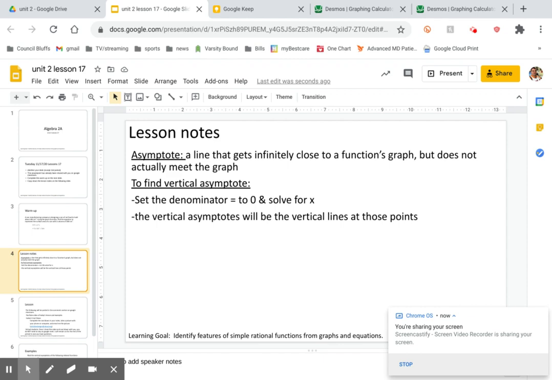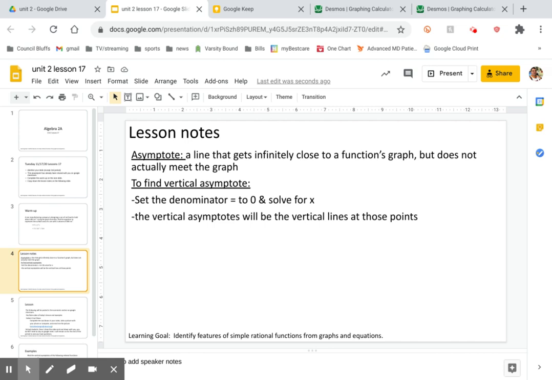All right, we are doing lesson 17 today, and really today's lesson 17 and tomorrow's lesson 18 are about something called an asymptote. An asymptote, as it says here in the lesson notes, is a line that gets infinitely close to a function's graph, but does not actually meet the graph. So it's a straight line that gets infinitely close, but never actually crosses.